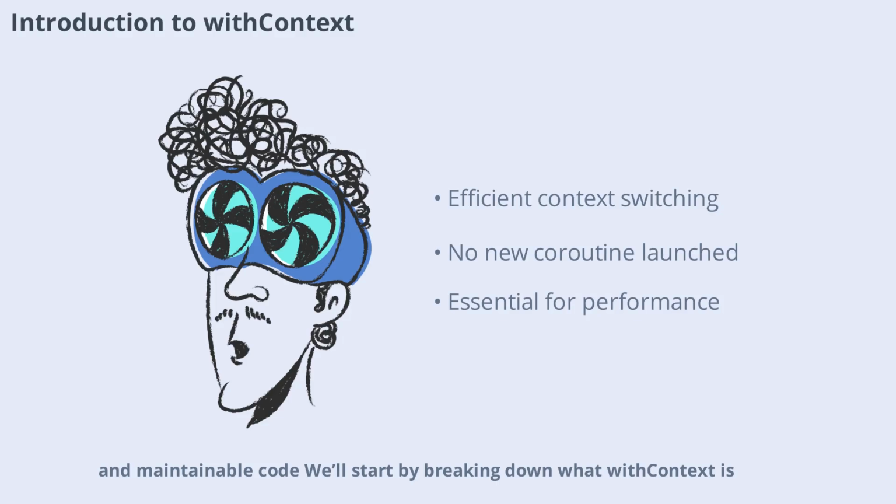We'll start by breaking down what withContext is, then move on to its key characteristics, internal workings, and practical use cases. By the end, you'll have a clear grasp of how to leverage withContext for optimal thread management and structured concurrency.